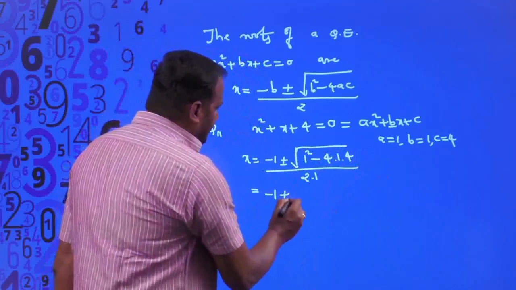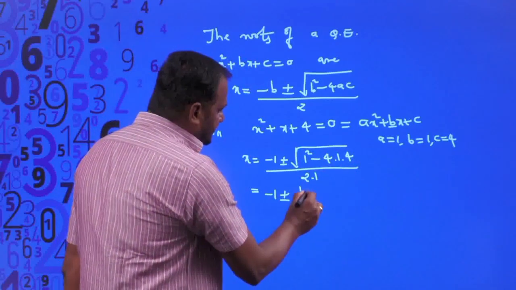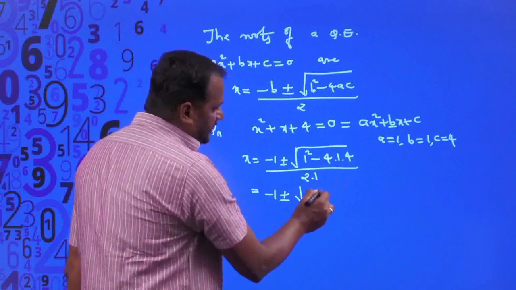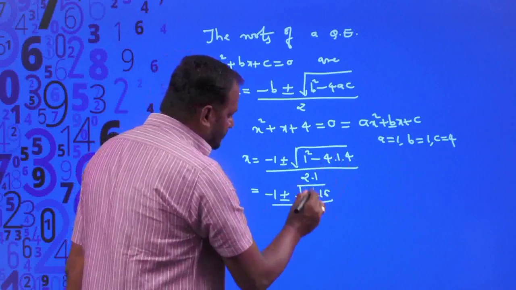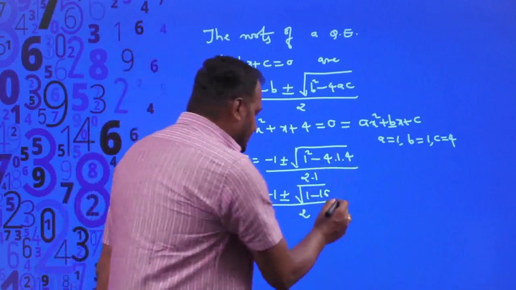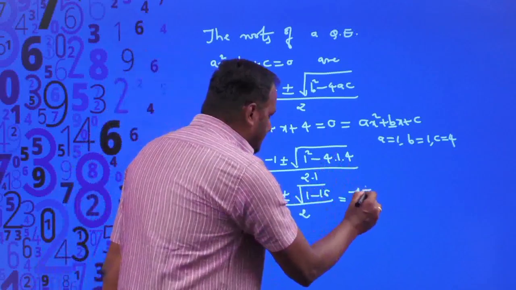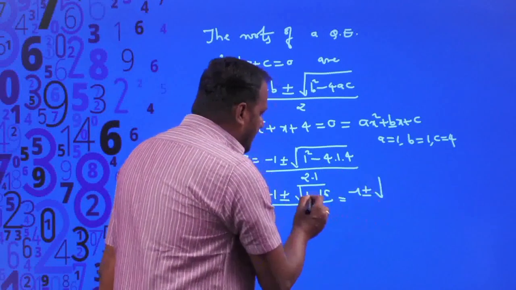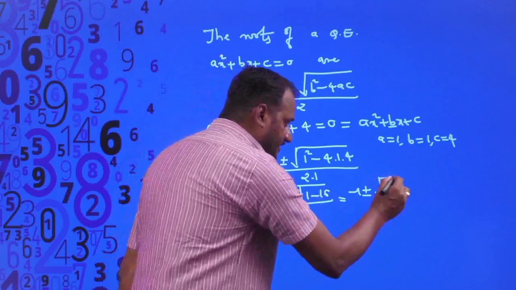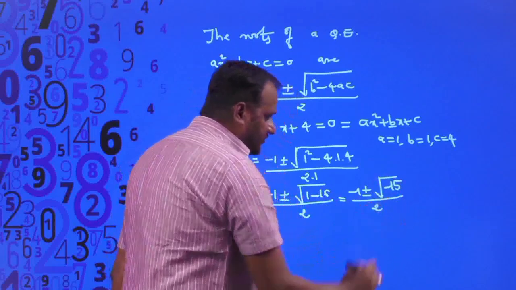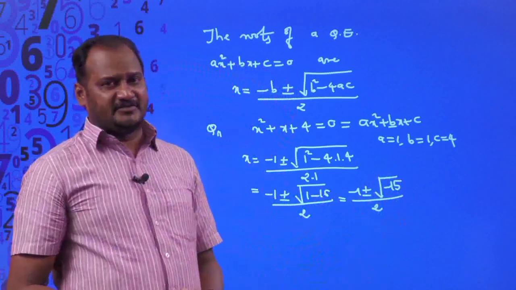minus 1 plus or minus square root 1 square is equal to 1 minus 4 into 1 into 4 is equal to 16, whole divided by 2 into 1 is equal to 2. Now see here, which is equal to minus 1 plus or minus square root 1 minus 16 is going to be negative 15, whole divided by 2 into 1 is equal to 2. What is this root over negative 15?